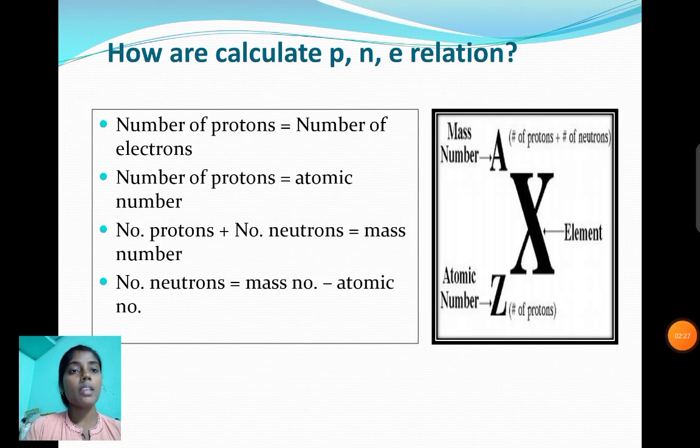Next, how are the proton, neutron and electron relations calculated? The number of protons equals the number of electrons, and the number of protons equals the atomic number. The number of protons plus the number of neutrons gives the mass number, and the number of neutrons equals the mass number minus the atomic number. It is shown as A, which represents mass number, and Z, which is atomic number.